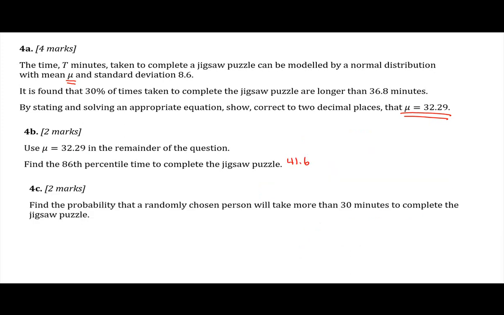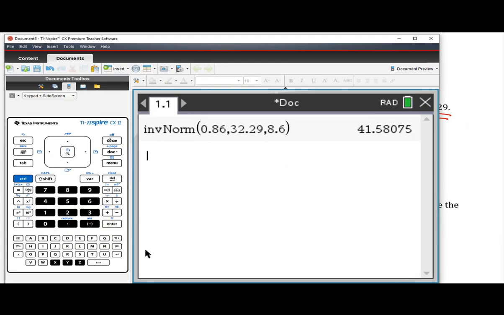All right, so let's take a look at part C. It says find the probability that a randomly chosen person would take more than 30 minutes to complete the jigsaw puzzle. So we're trying to find the probability that the time is going to be greater than 30. We have all the information we need, so we're just going to do a normal CDF on the calculator.